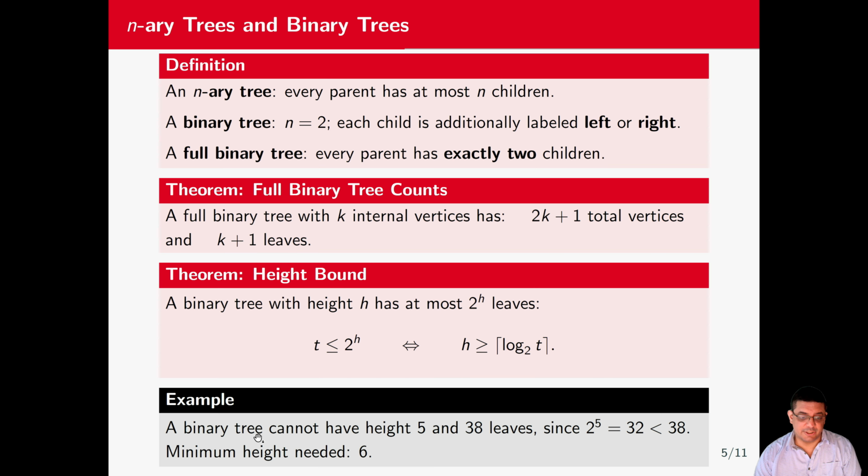Notice that a binary tree cannot have height 5 and 38 leaves, since 2 to the 5 is 32, which is less than 38. The minimum height needed for 38 leaves is going to be 6. So this is pretty much telling me how many leaves are possible for a tree of a particular height.